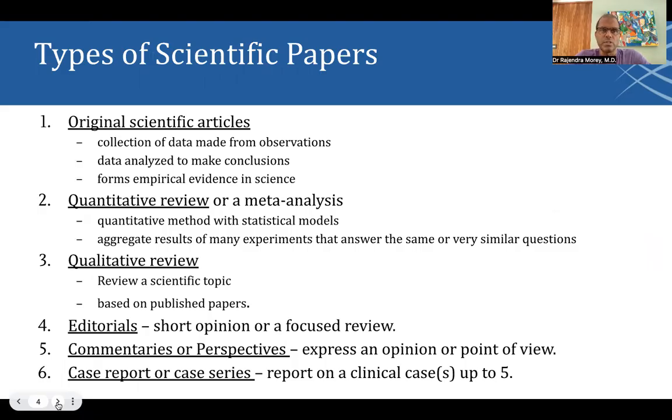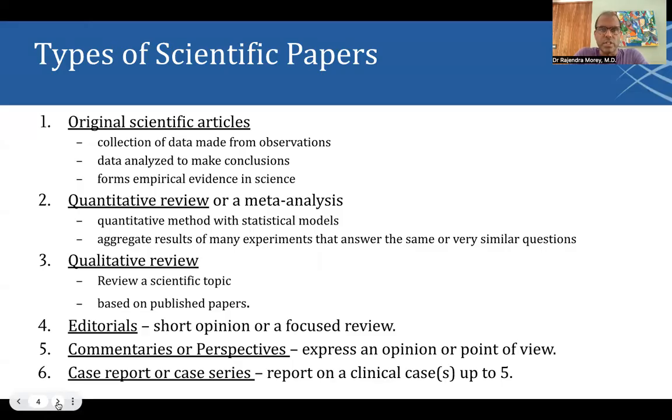The most important is the original scientific article, which is derived from data that's collected by the scientists or observations made by the scientists. The data is analyzed to make some sort of conclusion and forms the empirical evidence of science, which is to say that it forms the basis of the scientific method, where we collect and analyze data and make conclusions.